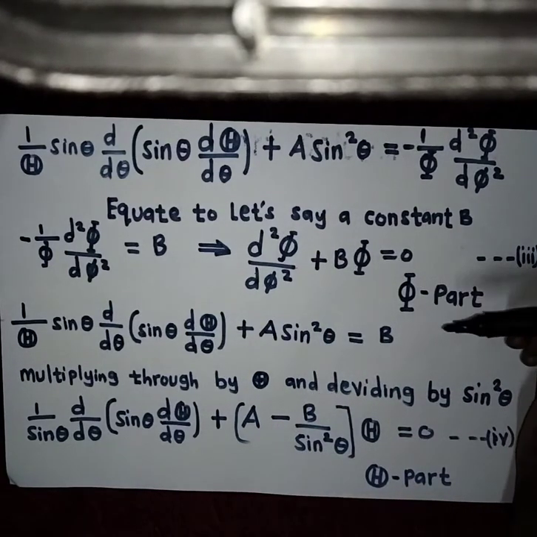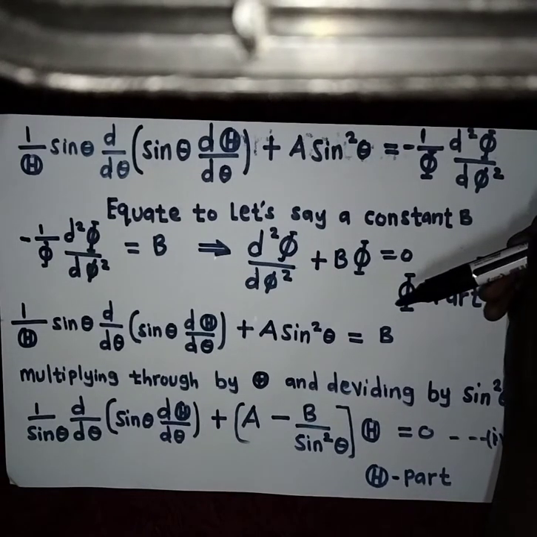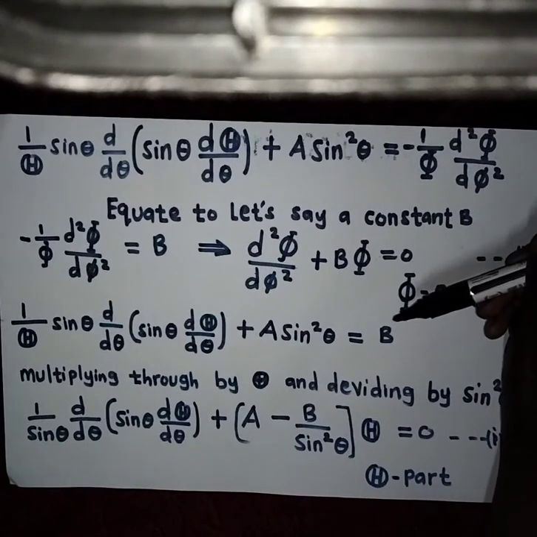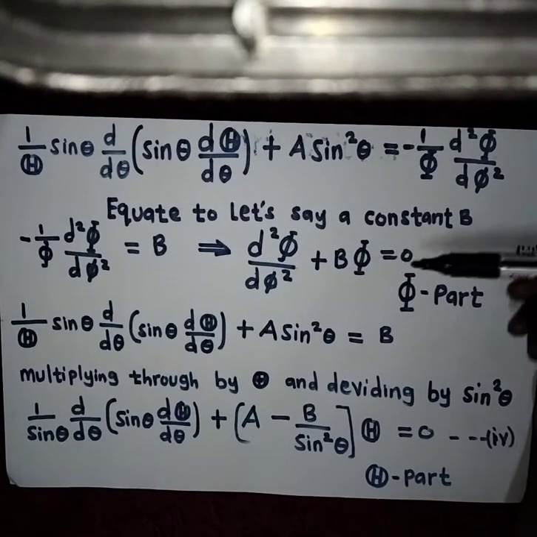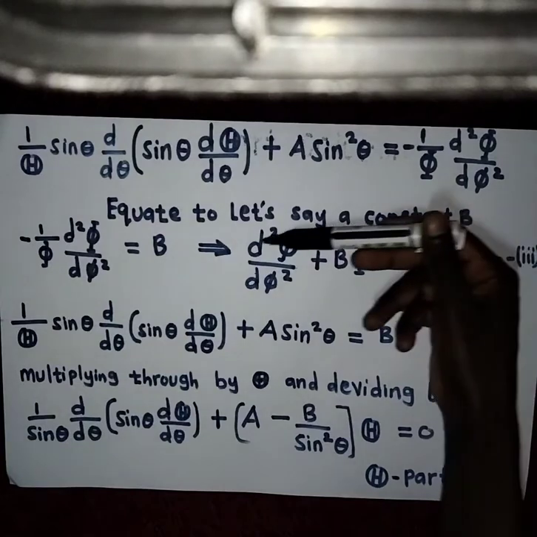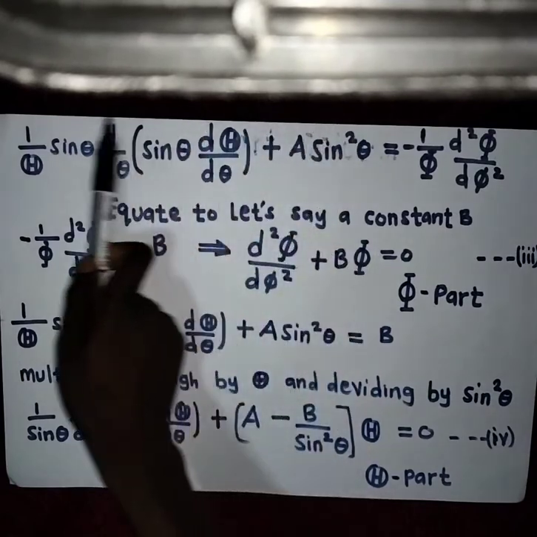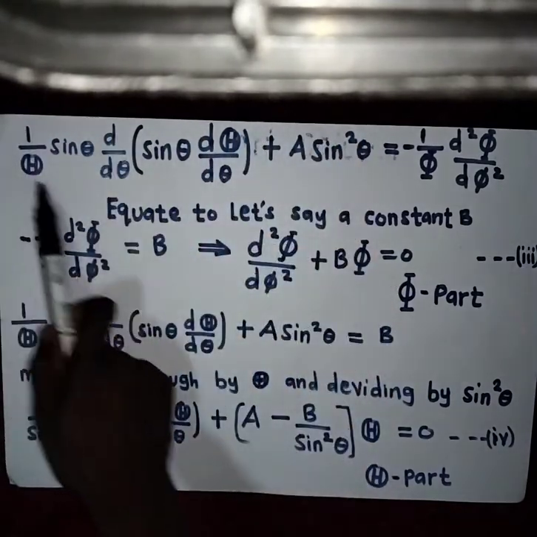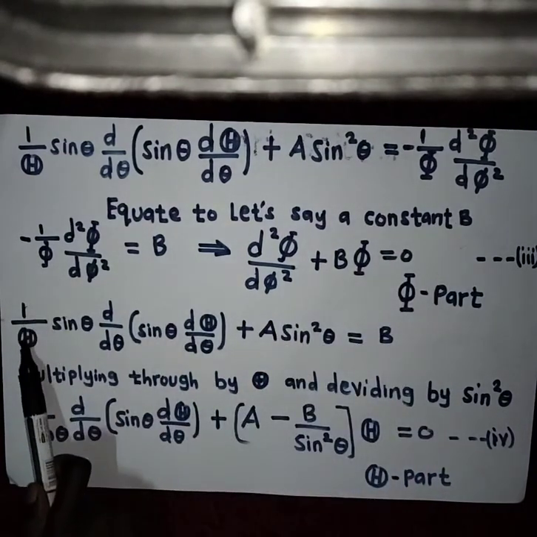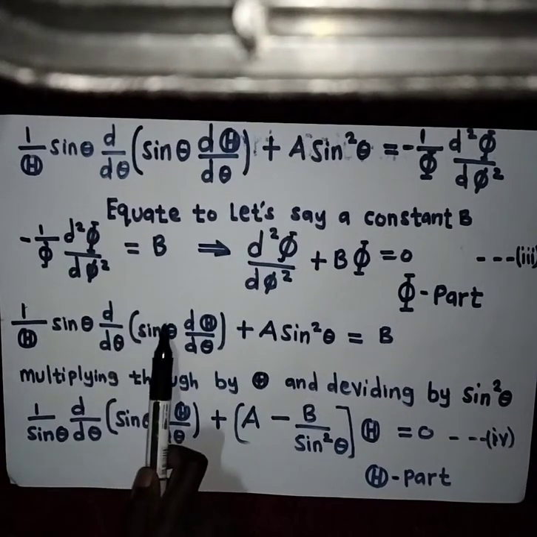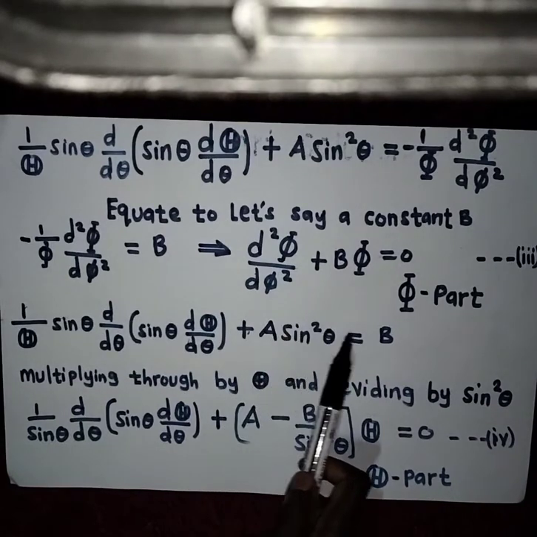So remember, in this lesson our main objective was to come up with the phi part and the theta part of the angular part. We had the angular part, but we further separated it to have a phi part and then a theta part. So this one becomes my phi part. The next thing I do, remember this part here is my theta part because it is dependent on theta. So this part also I equate to b. So if I equate to b, I'm going to have 1 over Θ sine theta d/dθ of (sine theta dΘ/dθ) plus a sine squared theta being equal to b.